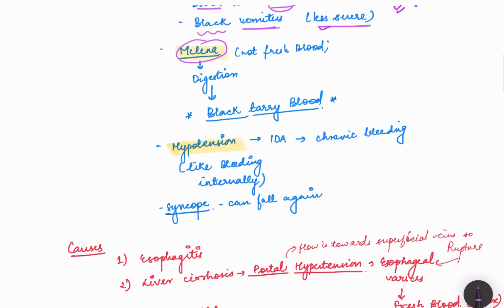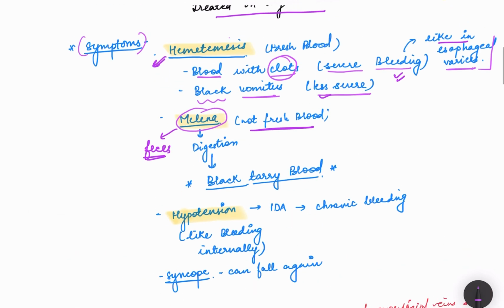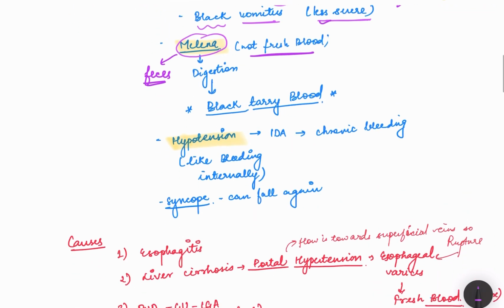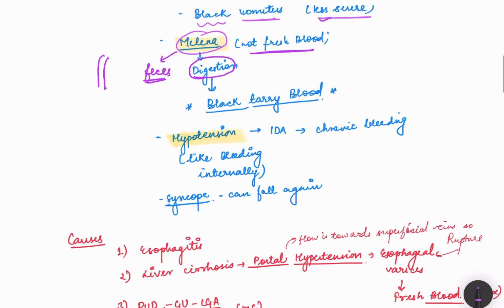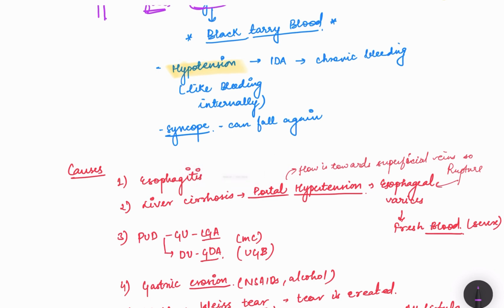Second is melena. What is melena? Melena is blood in feces. It is not fresh blood, but in hematemesis, it is fresh blood. Why in melena is it not fresh blood? Because it travels from upper to lower and digestion of the blood takes place. So on progressive movement, it converts into black tarry blood. So it is melena. A person can present with hypotension.